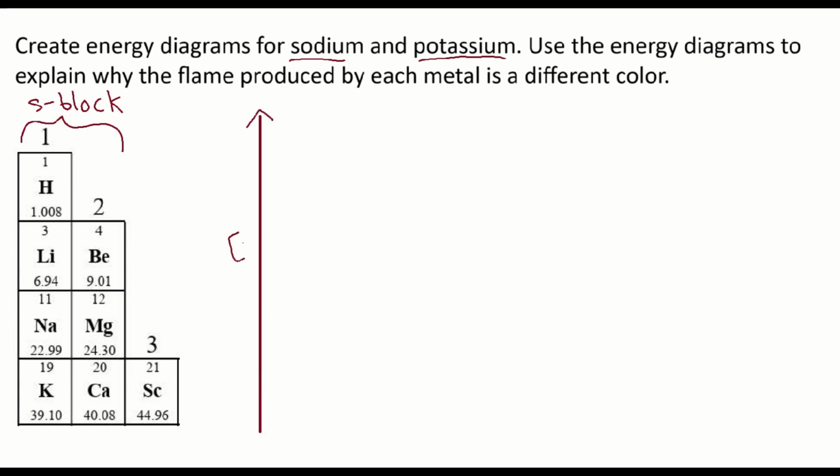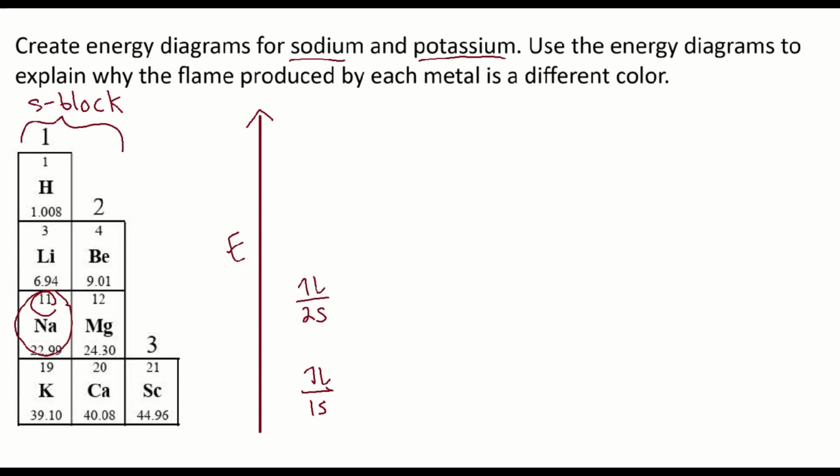Here's an energy diagram with energy increasing as you go up the vertical axis. Let's start with sodium. Sodium has 11 total electrons. The first 2 electrons occupy the 1s orbital. Following the alpha principle, after 1s is 2s. Put 2 electrons in there.